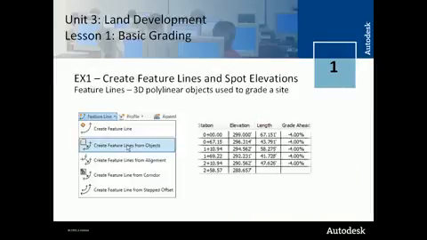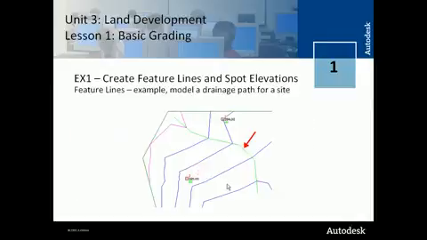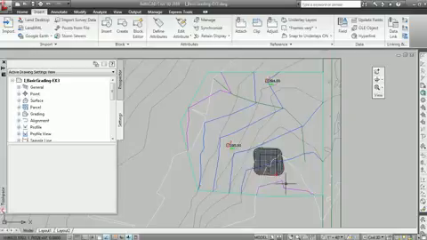So a feature line is essentially a 3D polyline. It's not a 3D polyline, it's a Civil 3D object that you can use to grade a site. And it's analogous to a 3D polyline in that it has vertex locations with elevations. And there are many different ways to create feature lines in Civil 3D. Let's just jump into the application here and we'll have a look.